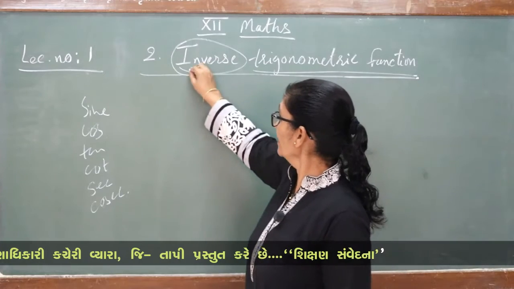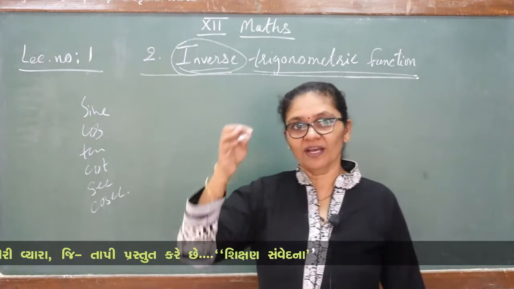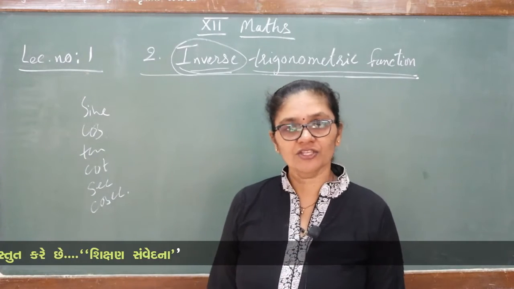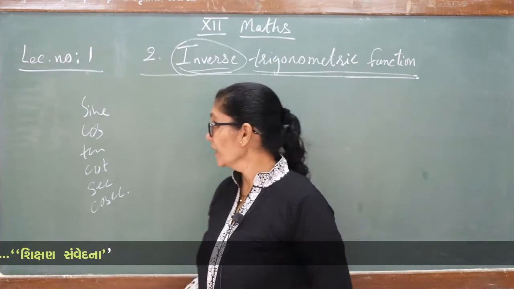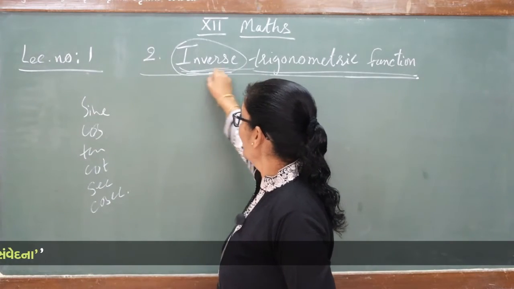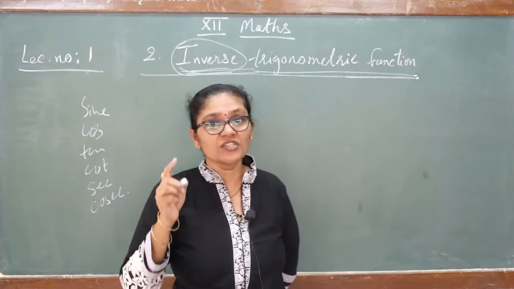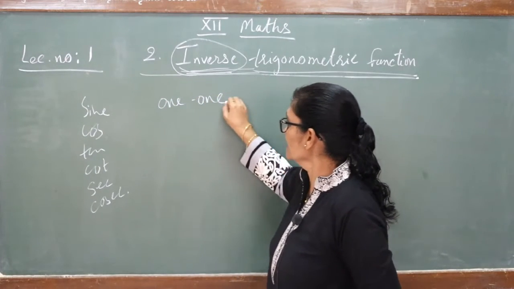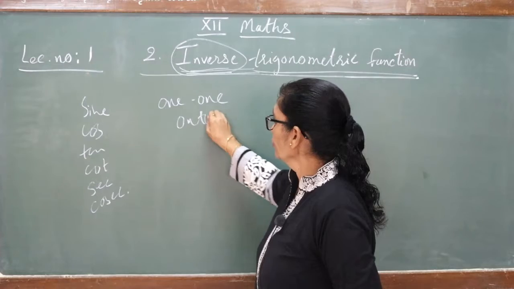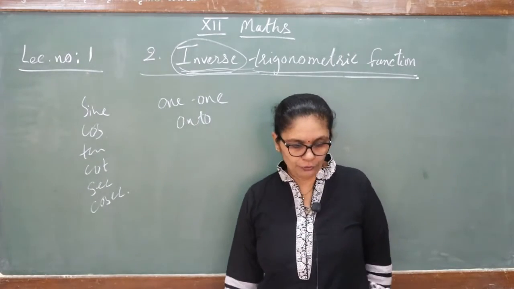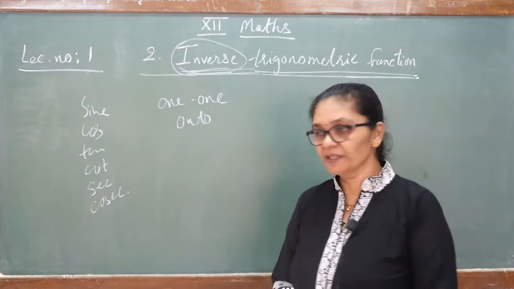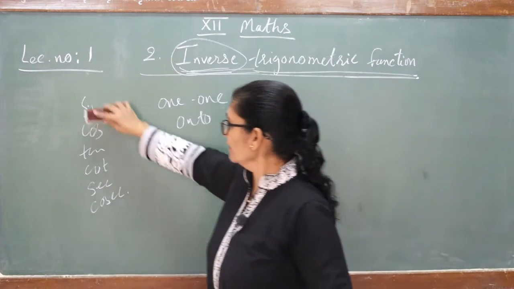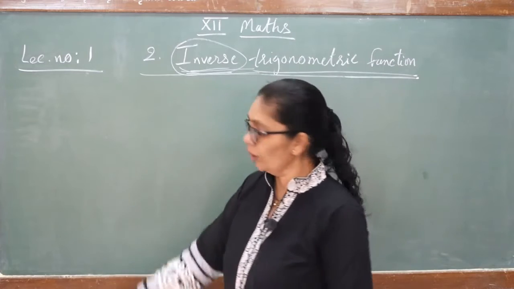So before we start inverse, let's revise what we learned about inverse. In our first lesson, relations and functions, what did we learn? That an inverse will exist if your function is 1 to 1 and onto. So the first condition for existence of an inverse is that the function should be 1-1 and onto. Now let's check, starting with our first function, sine. We will check whether the sine function is 1-1 and onto or not.